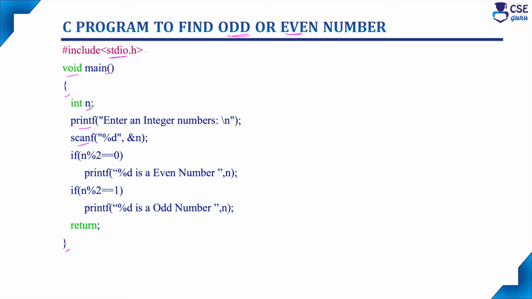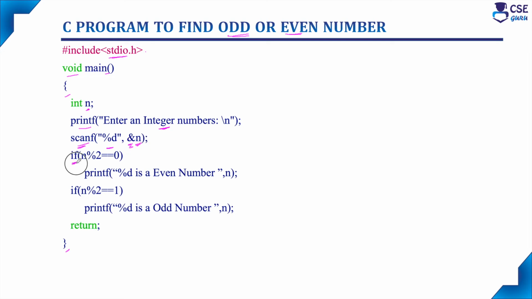First we have declared the integer variable n. Next, enter the integer number. Using the scanf statement, get the input value for n. Since this is an integer data type, use the format specifier %d. And the ampersand is used here to store the value of n in the specified address location. So now we have the input for n.